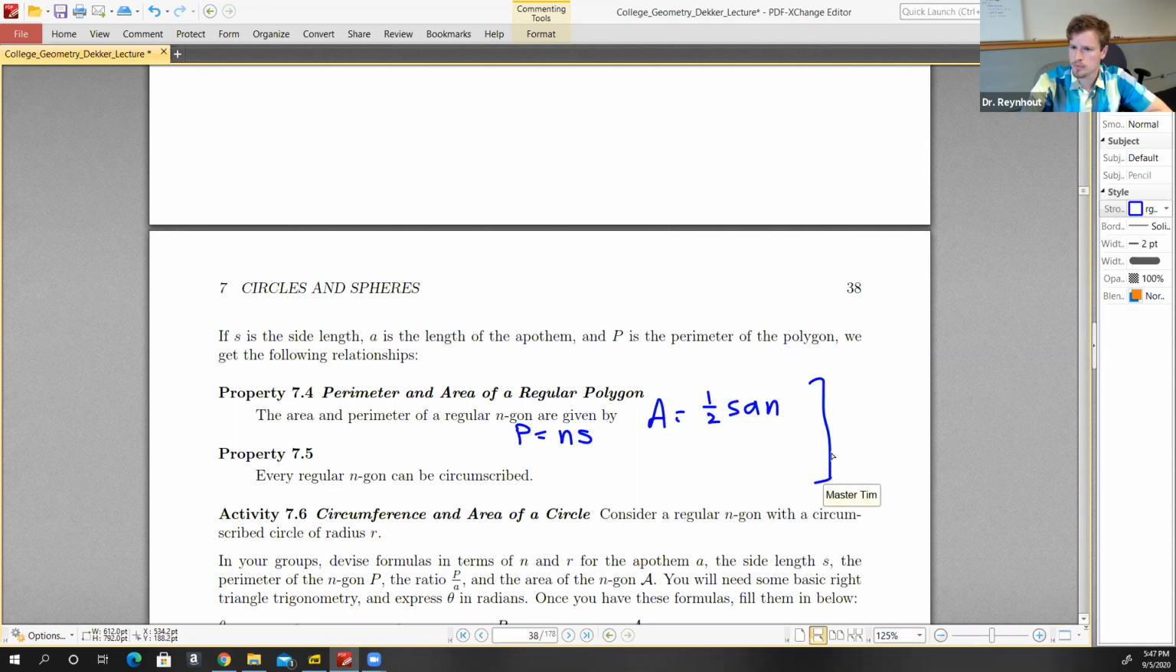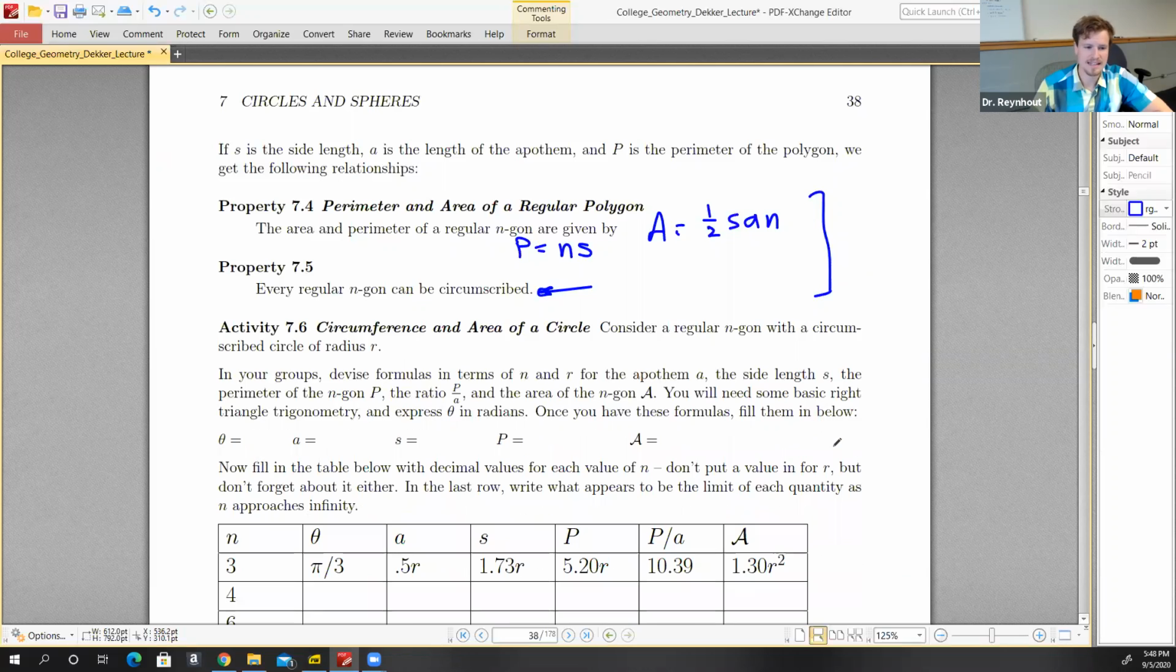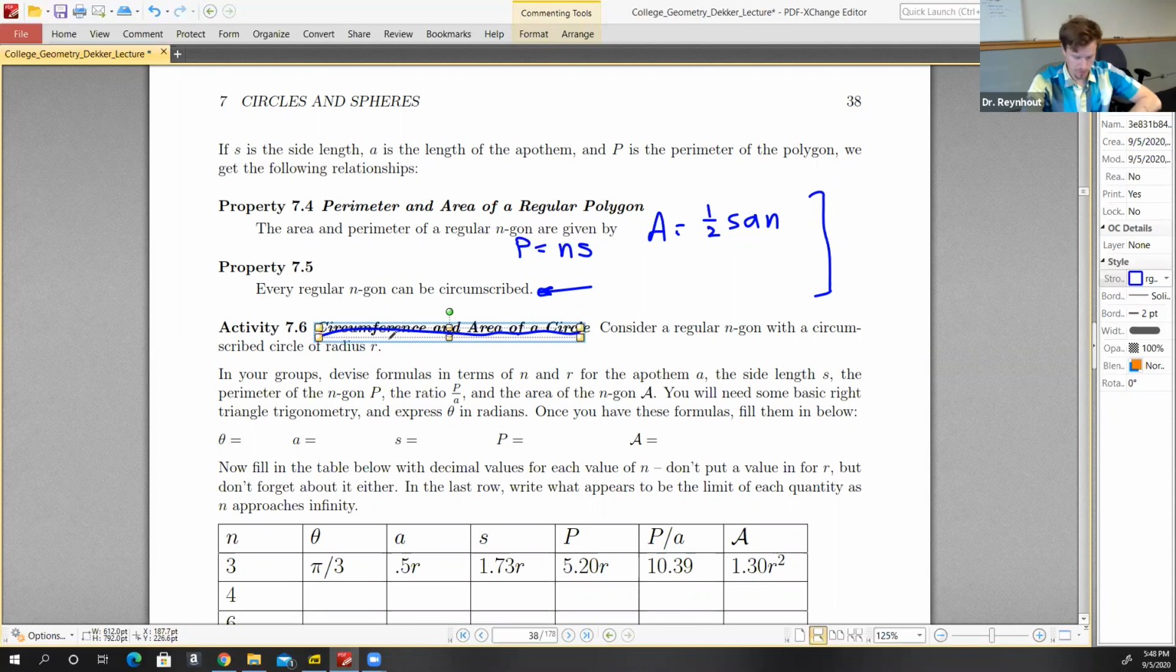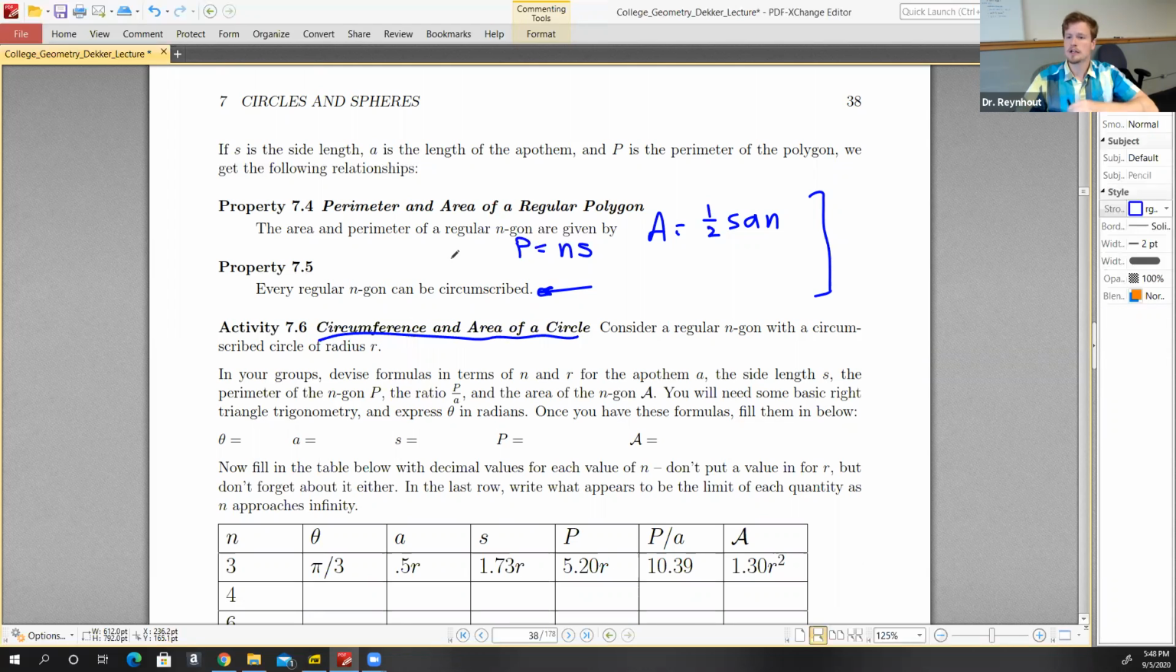Of course, those aren't specifically relating to a circle, but what we want to do is use this along with this fact right here, this property: every regular n-gon can be circumscribed. We want to use these two things to help us in this next activity to determine the circumference and the area of a circle. The circumference is the perimeter of a circle. What is the length of the perimeter? Excellent.